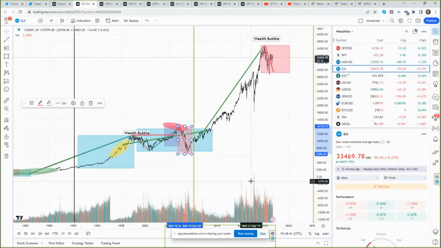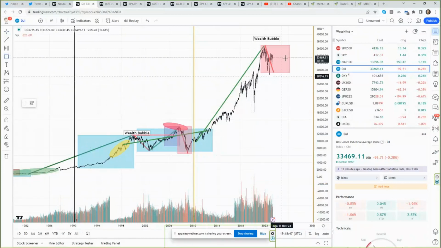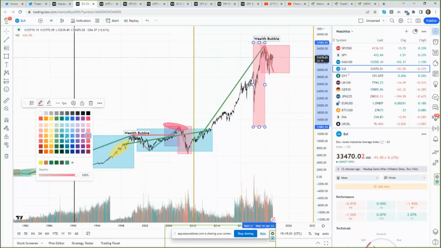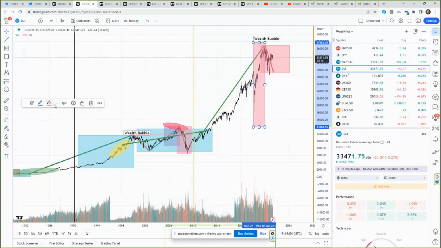There will be consolidation. I believe that after the COVID bubble, and I will highlight the COVID bubble with a bright range here, see if I can do this. So we'll go from here to here, up to here. This is the COVID bubble. I don't know what color to make this. We'll make this a blue bubble.